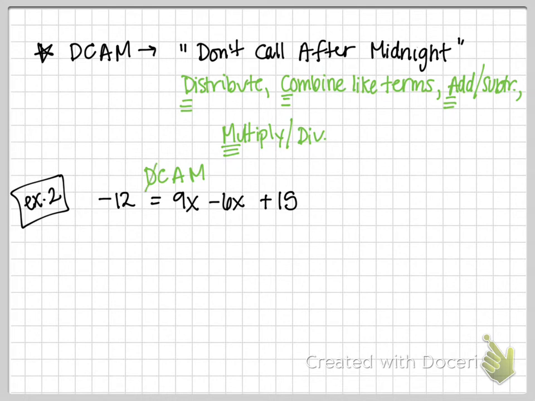We don't have to do that. But we do need to combine like terms. Okay, my like terms are what? 9x and 6x. Very good. So we need to do that step first. We need to combine those like terms. 9x minus 6x gives us 3x. So we must do that first before we can start solving.